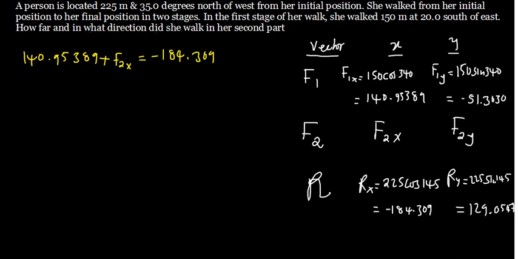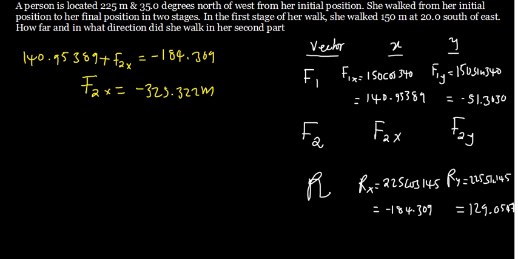Okay. So I'm going to take the 140 the other side. It is going to become negative. So meaning that f2x is going to be negative 184.36 minus 140.95. So negative 184.369 minus 140. So this is giving me negative 325.322. This is given in meters magnitude.